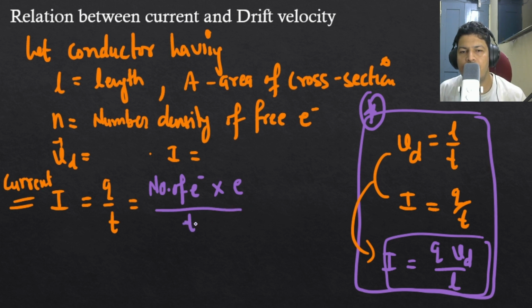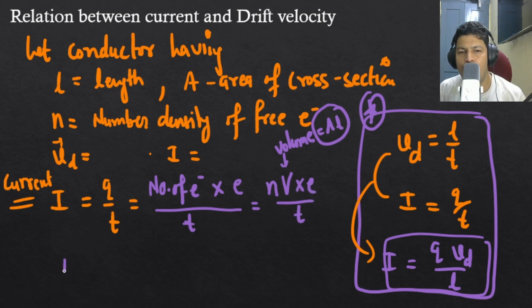Is that okay? Now the number of electrons will be number density into volume of the conductor. Please everyone remember, this is the volume of the conductor, and volume is equal to area into length. This is simple mathematics. We are revising, so that's why we are not explaining everything. So n A L into e divided by time. Now go for another thing, that is n into, what is V?